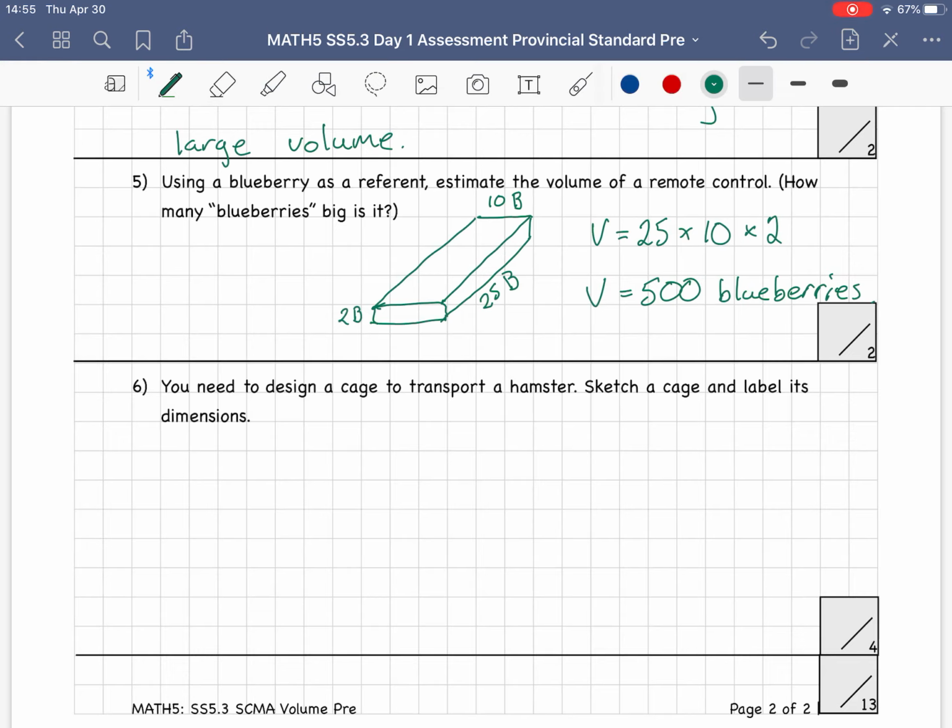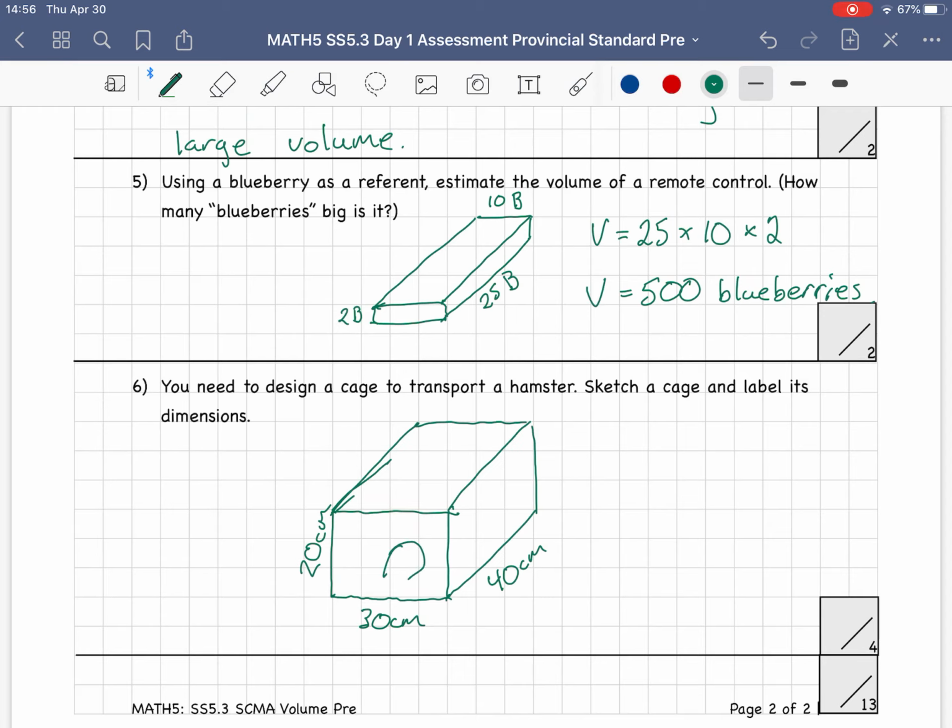You need to design a cage to transport a hamster. Hamster's pretty small. We need a fairly small cage. Sketch a cage and label its dimensions. So I'm going to build myself a nice three-dimensional rectangular prism here. Now a hamster is pretty small, so I'm thinking if I do this about 30 centimeters this way, about 20 centimeters this way, and about 40 centimeters this way, that'll be lots of space for a hamster to fit in.